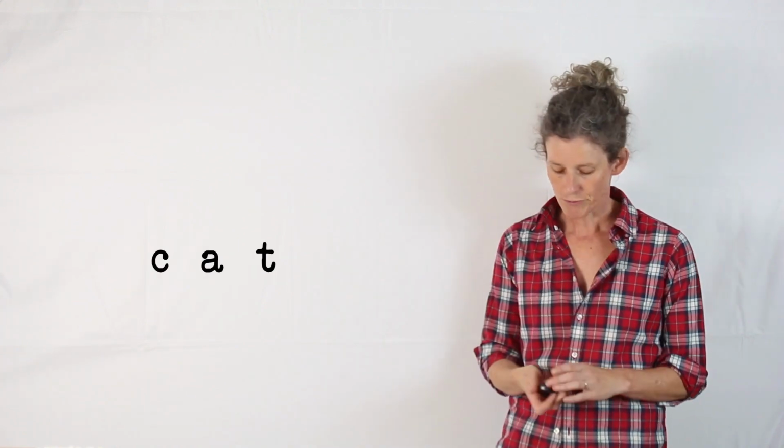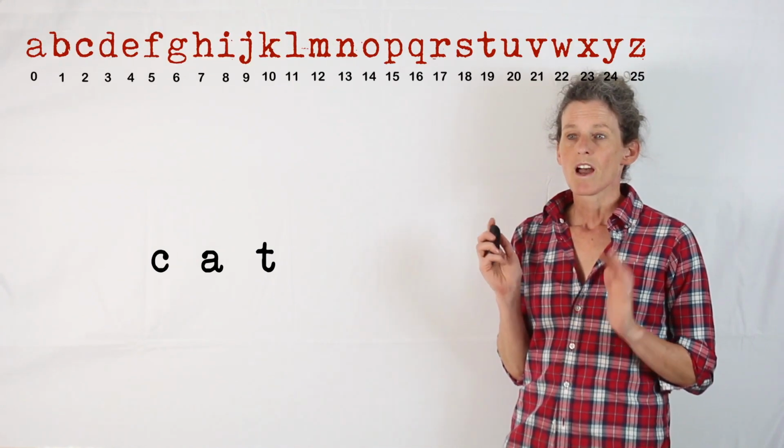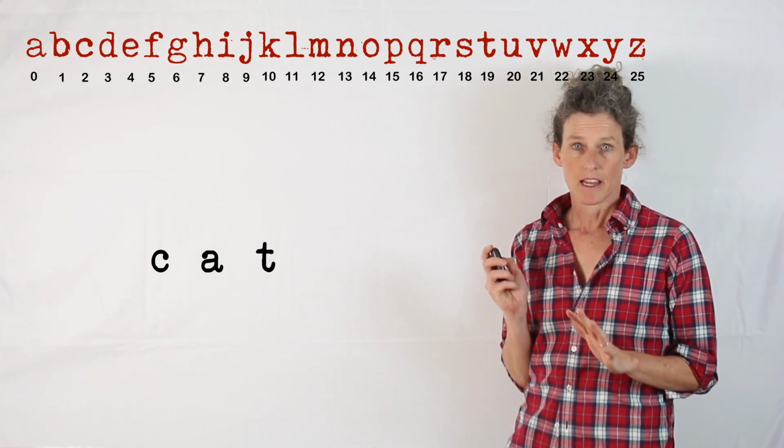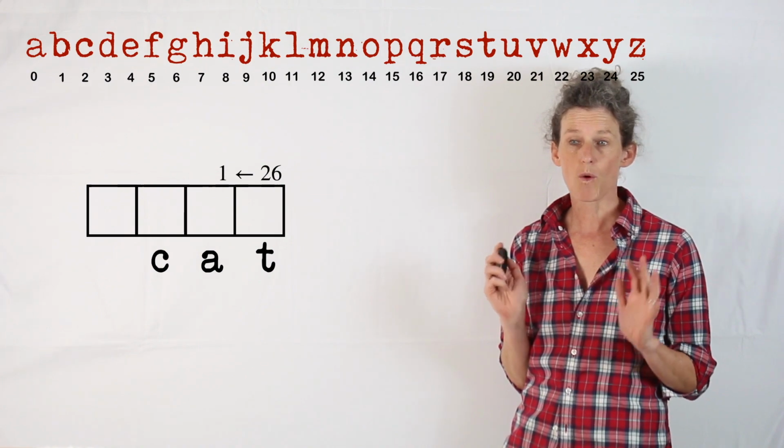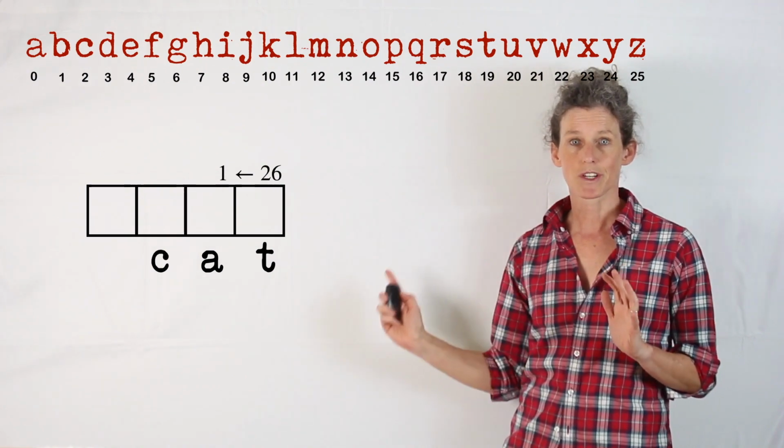Okay, so here's the thing that's so cool about strings. All strings are secretly numbers, okay? So here's the word cat, and I'm going to show you how it's secretly a number. Here's our alphabet, 26 letters. Let's make a 26-to-1 machine, and then let's figure out what number this word is.